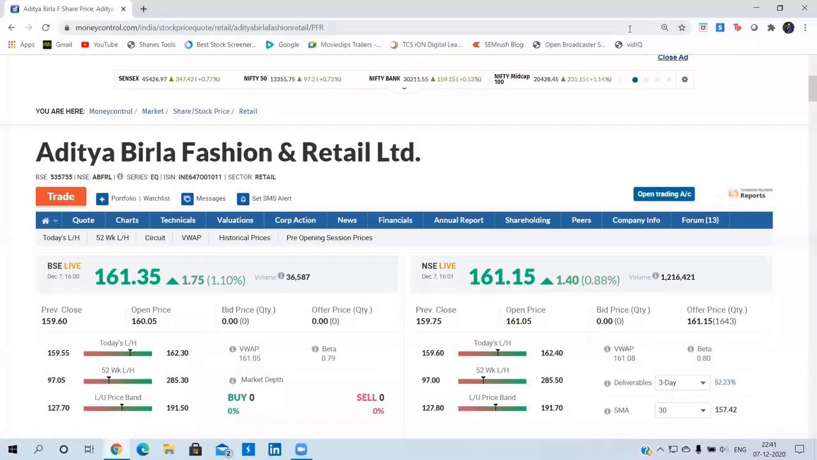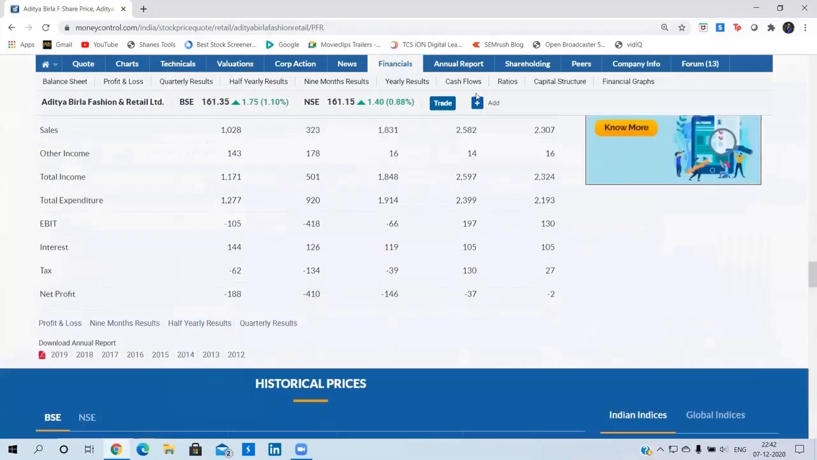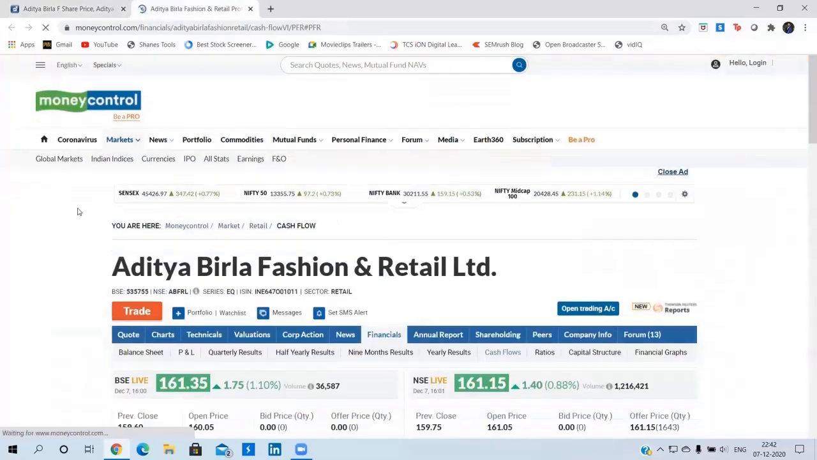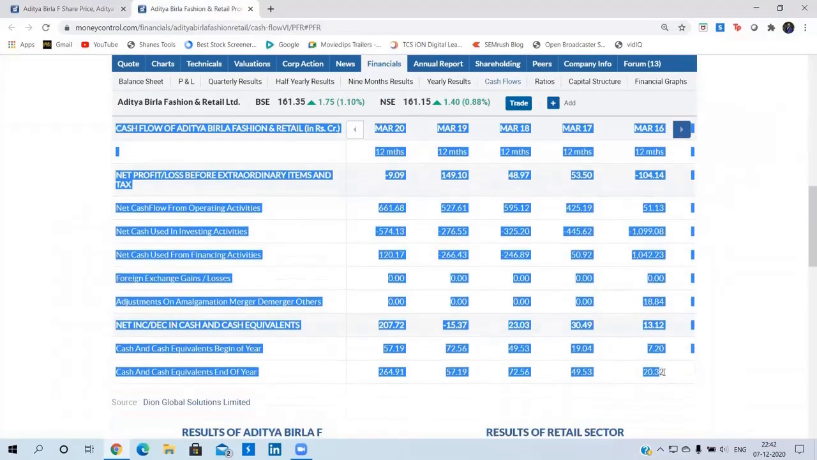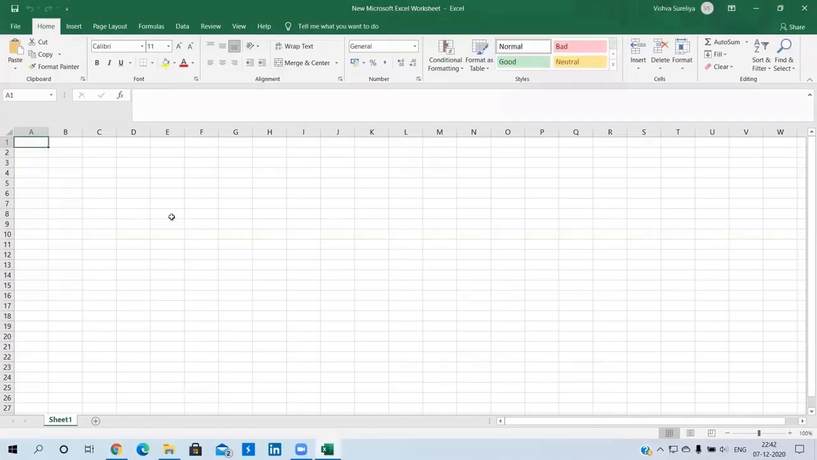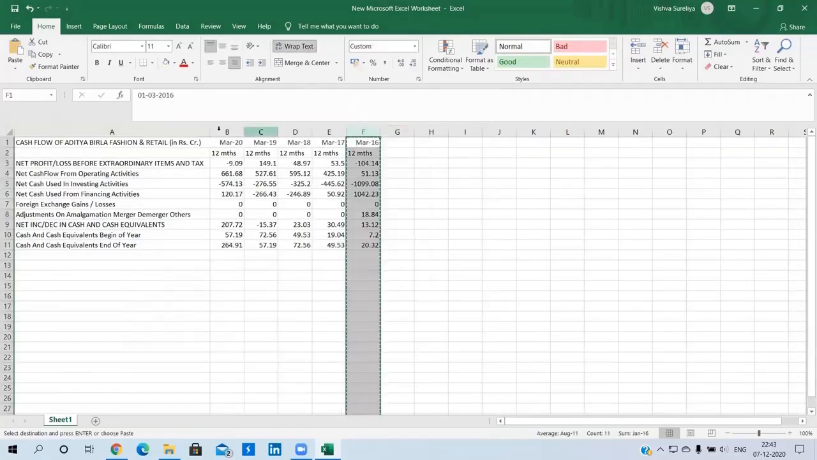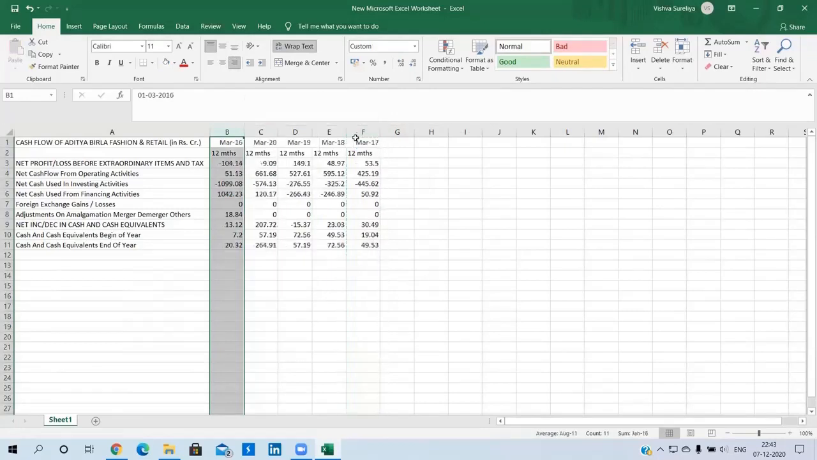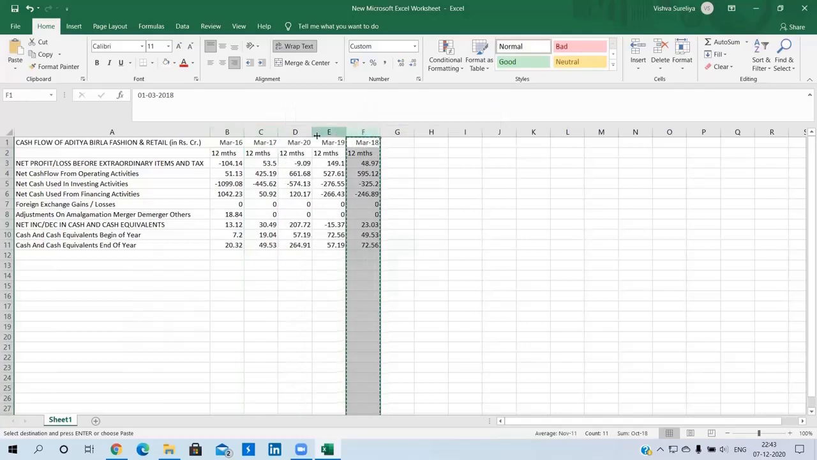So guys, we are again on the Moneycontrol site, and we are going to download the cash flow statement from here. Under financials, here come cash flows. Scrolling down for standalone cash flow, I will copy the data. I have already created an Excel sheet. I will be pasting it here, again mentioning the sequence, from left-hand side to right-hand side, from March 16 to March 20.